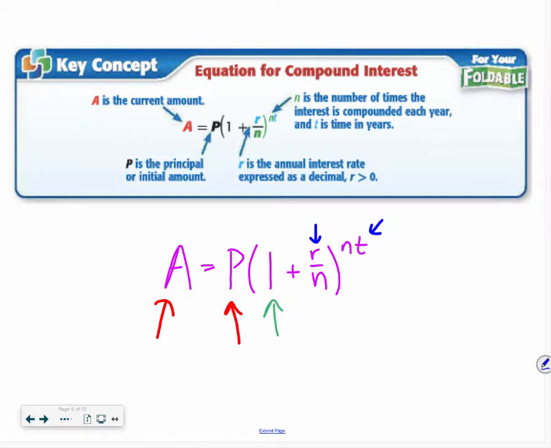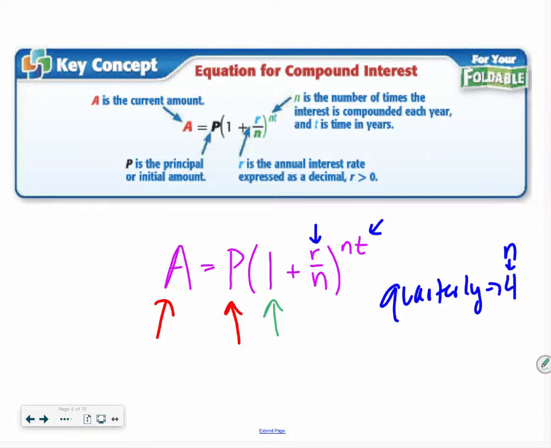N represents the number of times interest is compounded in a year. So if it says quarterly, it's going to be 4. Quarterly is going to be 4, and that represents N.